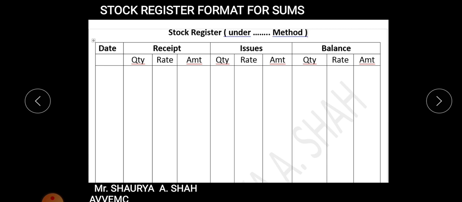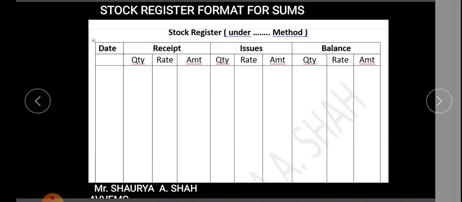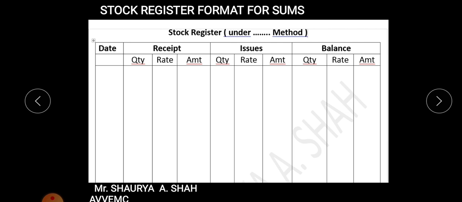On 3rd of January, suppose I issue 100 kg material, right? So I'll write down in issue quantity 100, rate of the quantity which I had earlier in my opening balance. So at 2 rupees, 100 into 2, that is 200 will be my amount. Balance I'll write down, right?